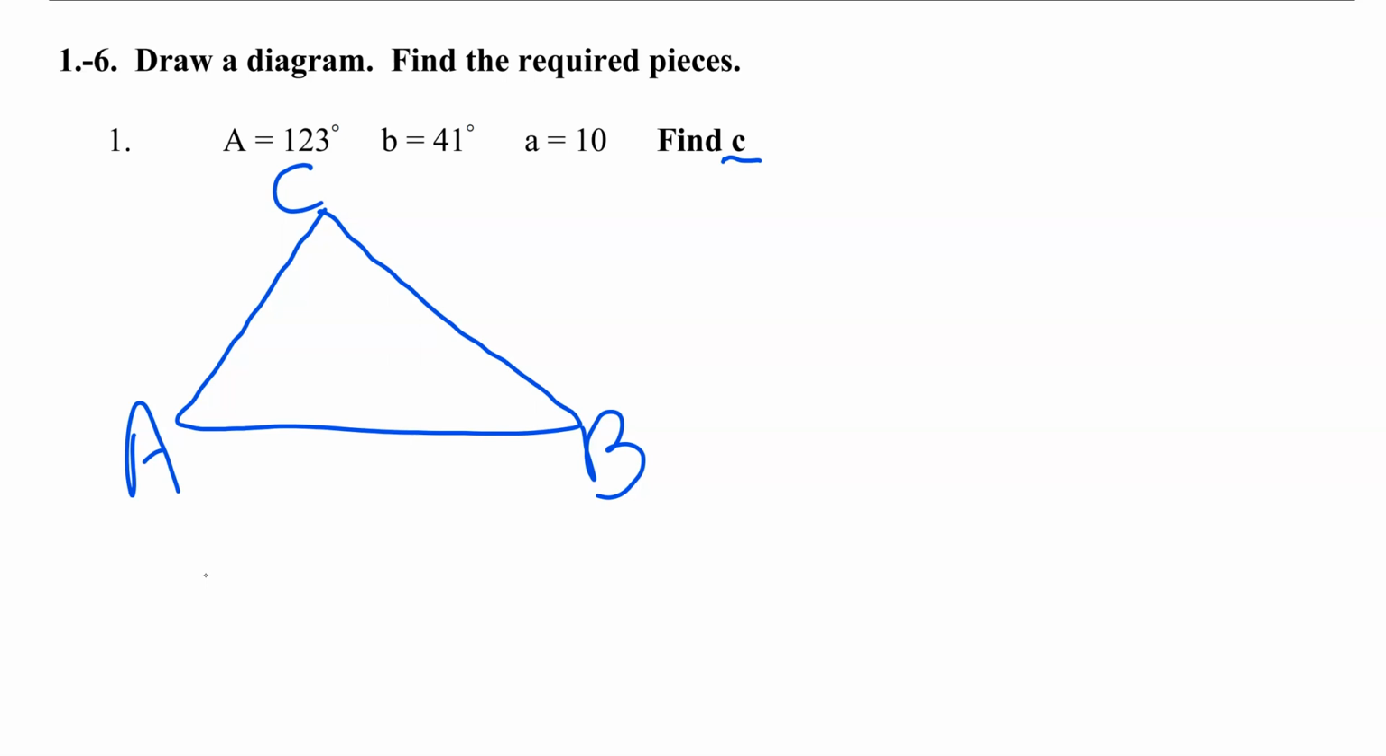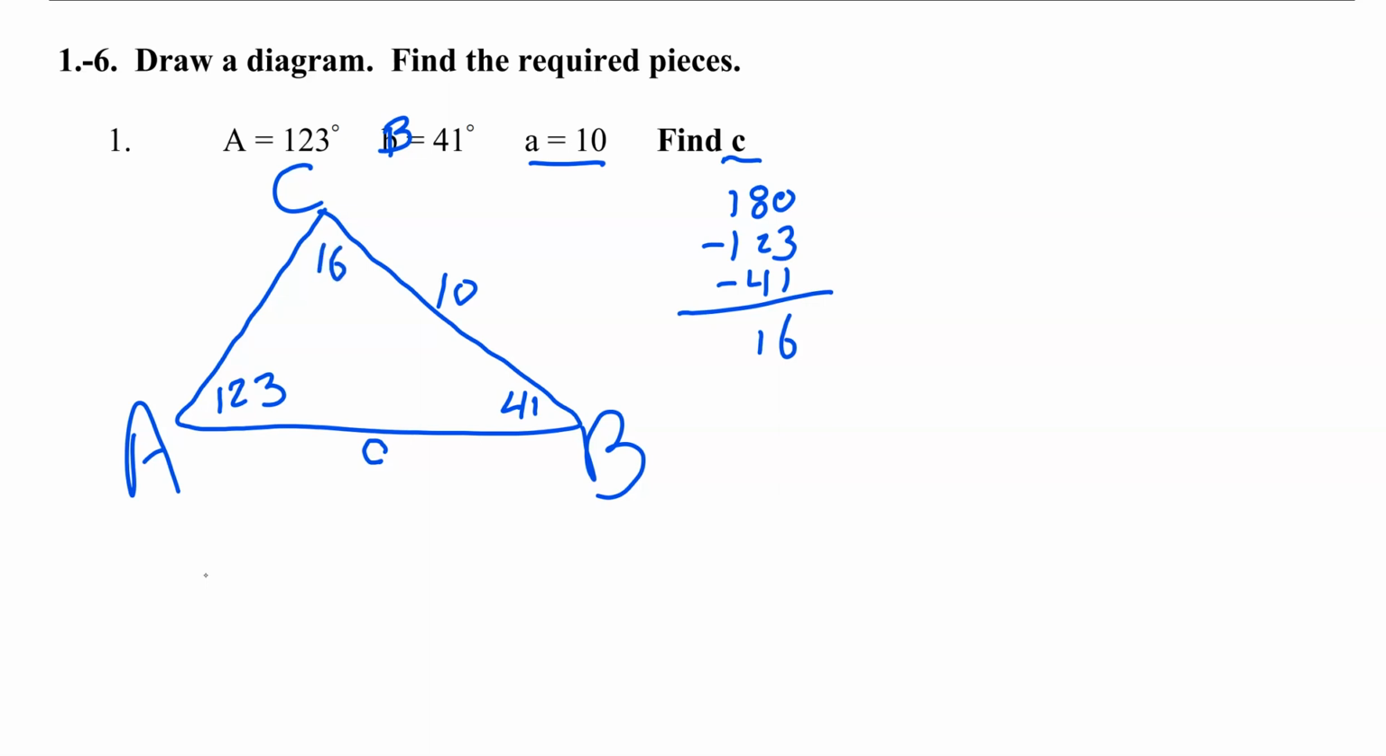And we know that angle A is 123, and angle B, that should be capital B, is equal to 41 degrees. Let's see, little a is 10, so this side is 10, it's opposite the A, and we need to find this side here, side C. Well, we know in a triangle all the angles must add up to 180. So if I were to subtract the 2 angles we were given, we will wind up with 16 degrees. So this is 16 degrees.